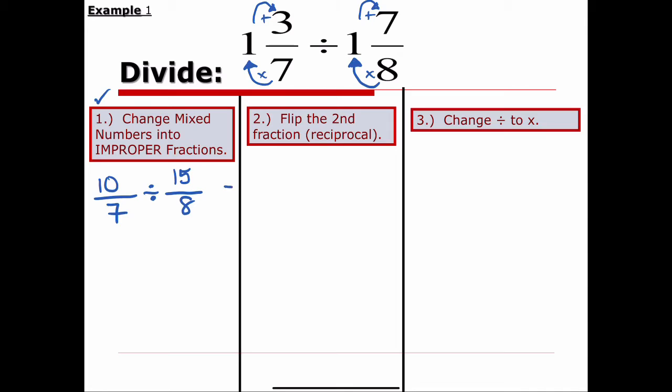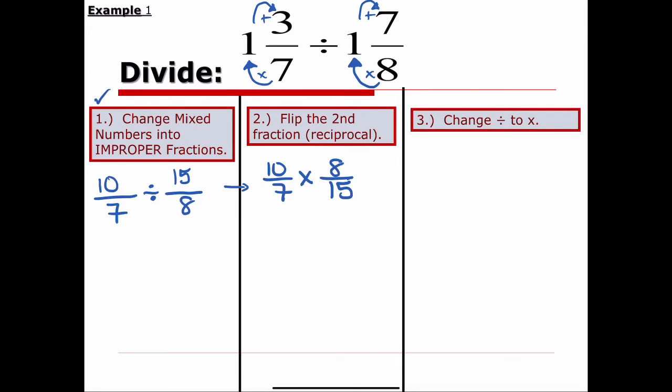All right, now we can go to the next step, which is flip the second fraction. So we're going to keep 10/7 the way it is, and we're going to flip 15/8 into 8/15. All right, and then it says change division to multiplication, so I'm going to go ahead and just do that right there. I know I did that second and third step at the same time, but that doesn't matter. So you've got 10/7 times 8/15.